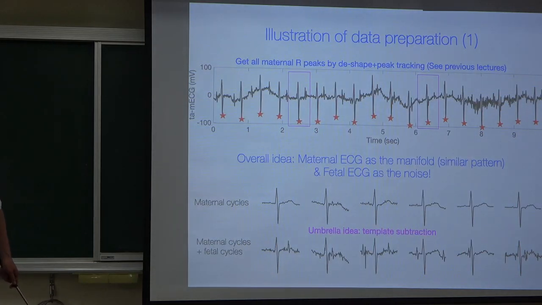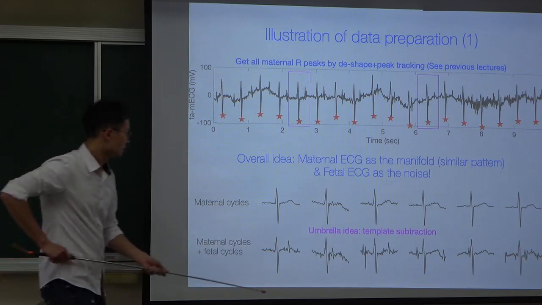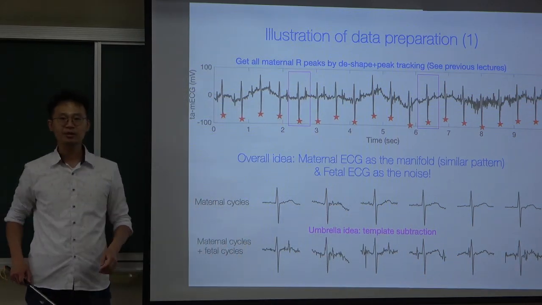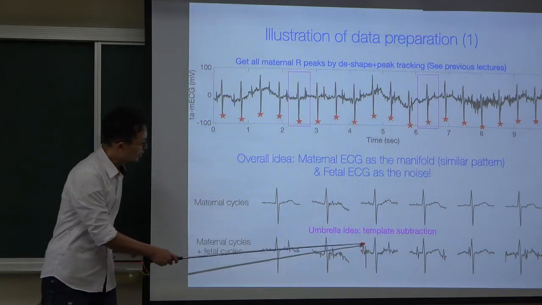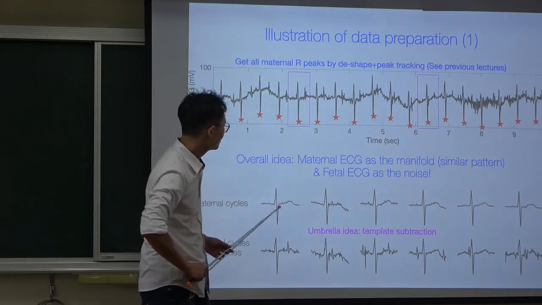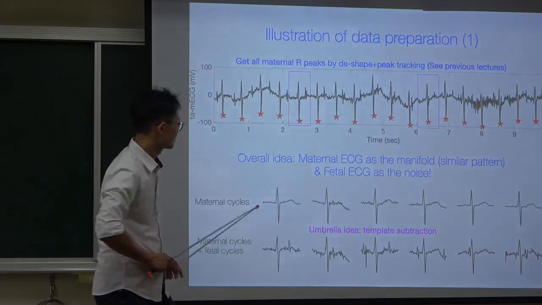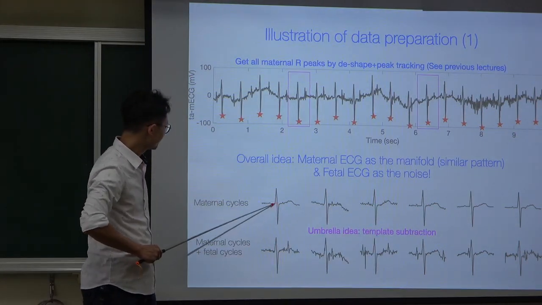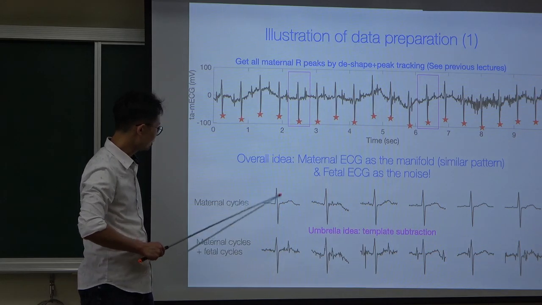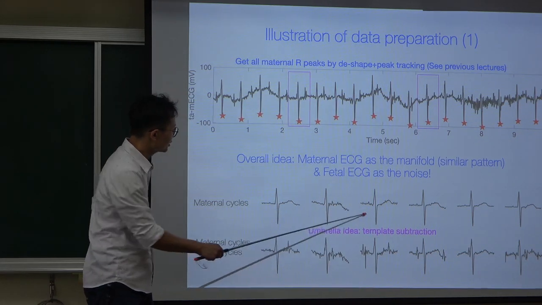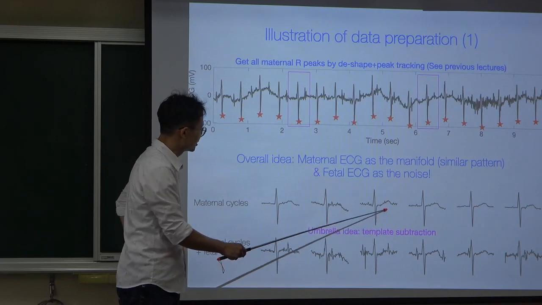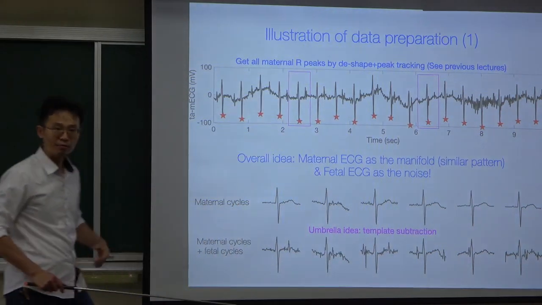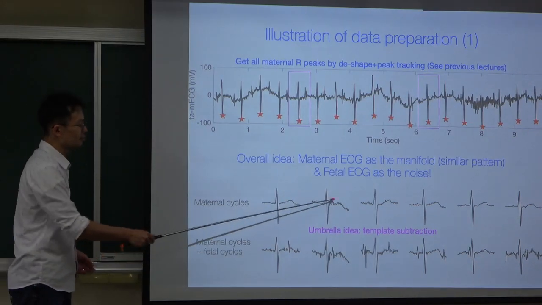Overall, the algorithm is under the umbrella called template subtraction. And what is it? If you take a look at all this signal, you will see a very obvious pattern, right? That is, there is a big oscillation in the middle, but there is a kind of small pattern nearby. But overall, that is the pattern.